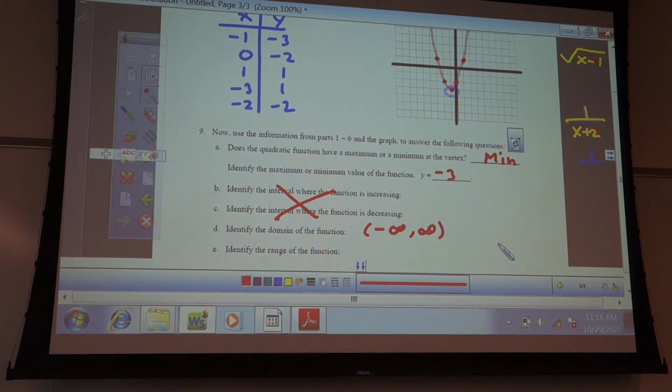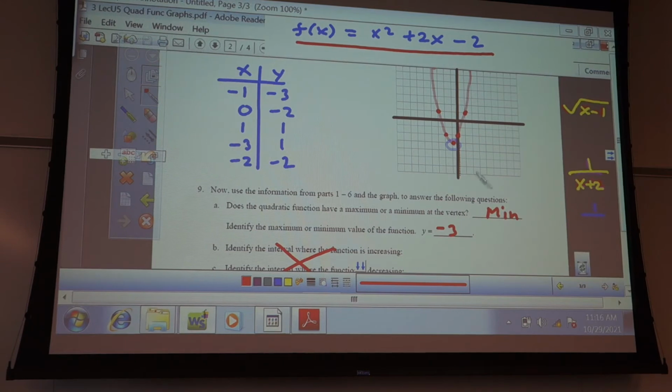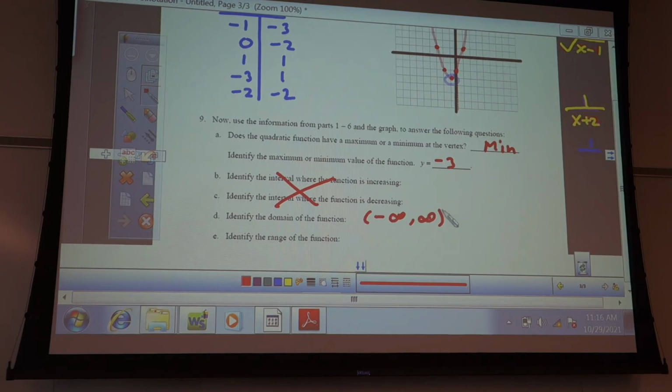Okay, and then last, the range. For the range, we have to look at the graph. What's the lowest it goes? -3. What's the highest it goes? Infinity. So that's -3 to infinity. Can it equal -3? Yes, so that's a square bracket. Can it equal infinity? It can never equal infinity, so that's a rounded bracket.